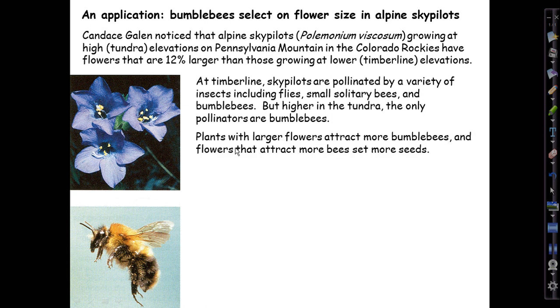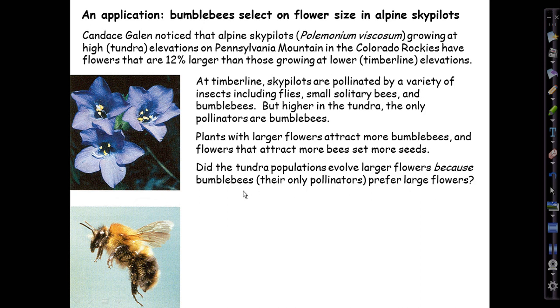Down at timberline, the species is pollinated by a variety of insects, including flies, little solitary bees, and bumblebees. But higher up on the tundra, those smaller pollinators just don't go, apparently, and the only pollinators were bumblebees. And Candy noticed that plants with larger flowers attracted more bumblebees, and flowers that attracted more bees seemed to set more seeds. So she set out to answer the question, could the tundra populations that are not that far away from the tree-line populations have evolved larger flowers because the bumblebees were effectively their only pollinators and preferred and selected for bigger flowers? So she said, all right, I know what I have to estimate.